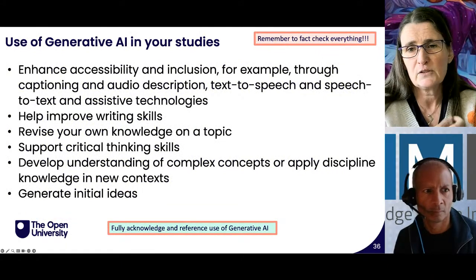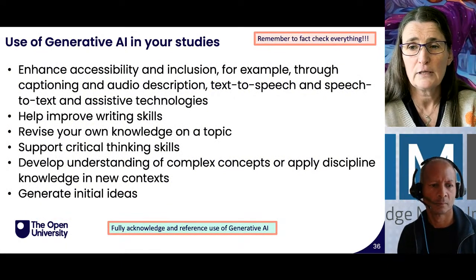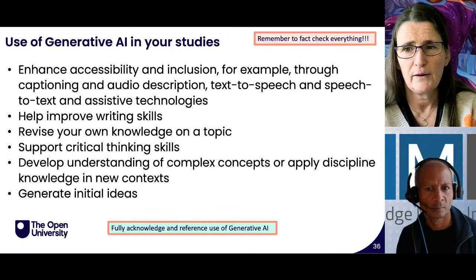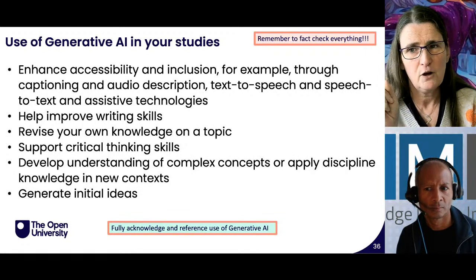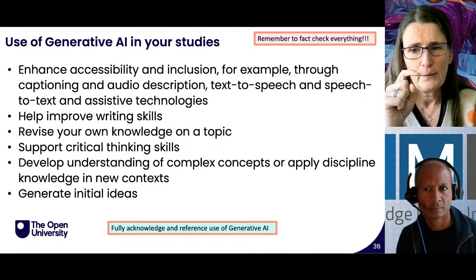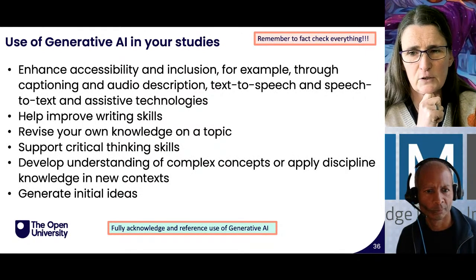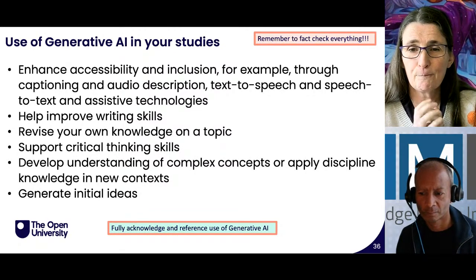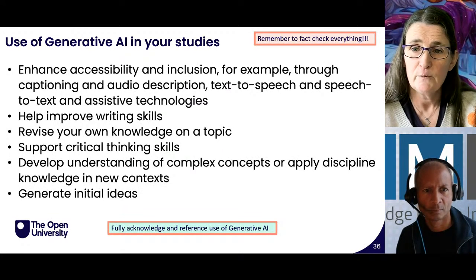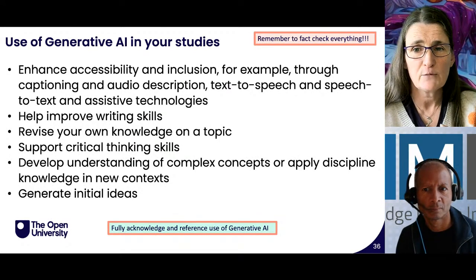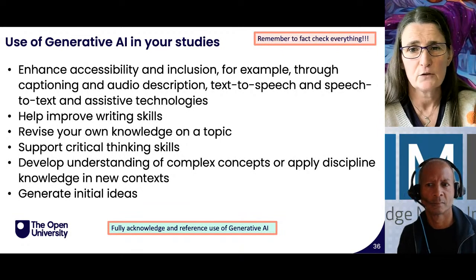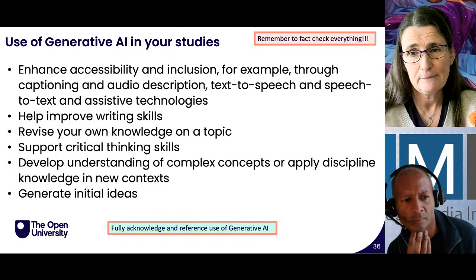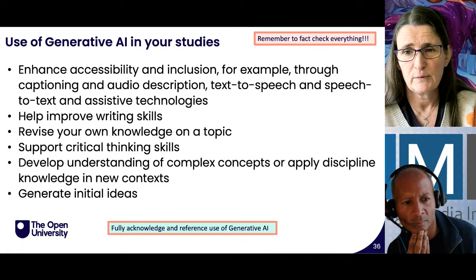We've heard about some of the exciting things that are potentially available in the future, but right now, how could you use generative AI in your studies? Well, reminder at the top, fact check everything, and then at the bottom, fully acknowledge and reference the use of generative AI. I probably needed to go that way to show you that. So what you can do, you could use it, for example, through captioning and audio description, text-to-speech and speech-to-text and assistive technologies. Some of you might already be using Grammarly, so that helps with accessibility as well.